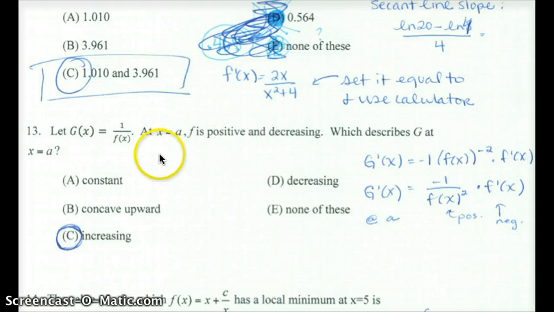But when I take the derivative of the outside function, I get -1 times something to the -2, and I multiply times the derivative of the inside function. This is the same thing as -1 over f of x squared. Since f of x is positive and since it's being squared, the denominator here is positive, which means with the numerator being negative, this whole thing is going to be negative. And since f prime of x is also negative, we've got a negative times a negative, which means g prime of x is positive, which means g is increasing.